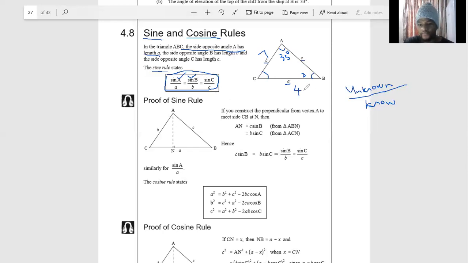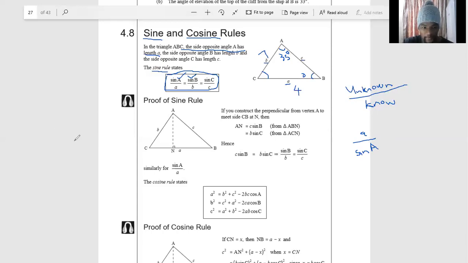But if the side was unknown, it would be the other way around. It would be A all over sine A equal to B all over sine B. But right now we are not looking for a side, we're looking for an angle. So it will be sine A over A is equal to sine B over B. We know that A is 35, so we'll write down sine 35 all over 4.